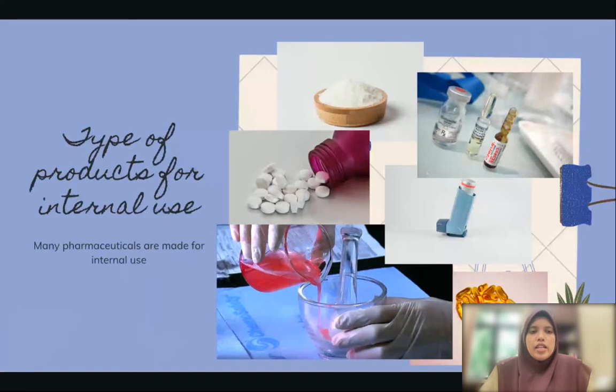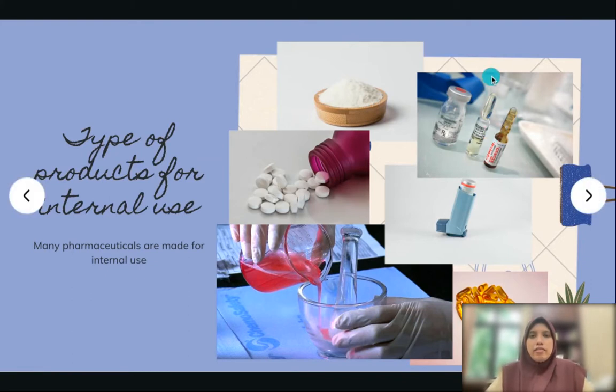So there are different types of product that can be used for internal application. Actually, there are many pharmaceuticals being formulated for internal use. As an example, powders, tablets, syrup solutions, and capsules. And also inhalers, and also ampoules and vials. These ampoules and vials are used for injections, and we will discuss this more in FAR 222 in your second year.